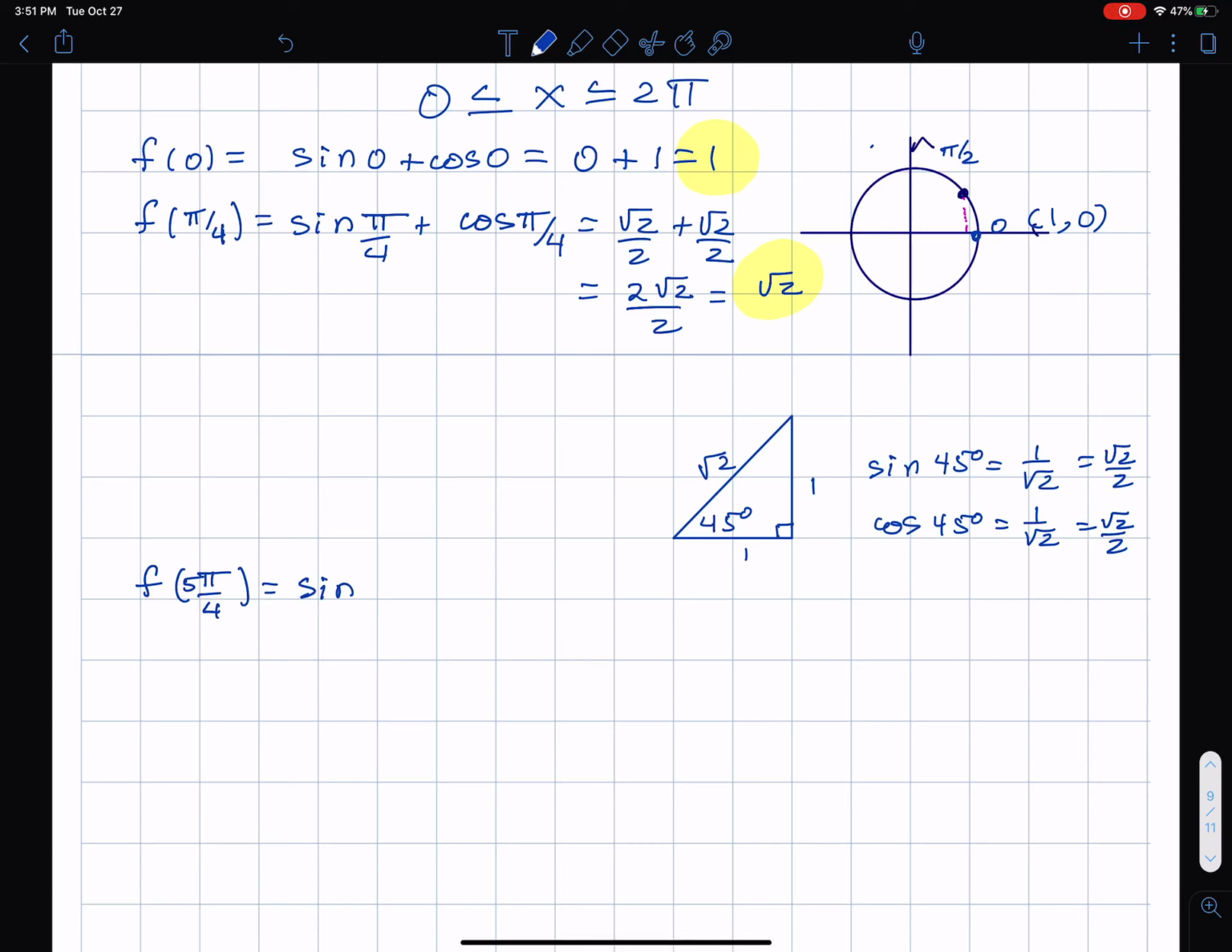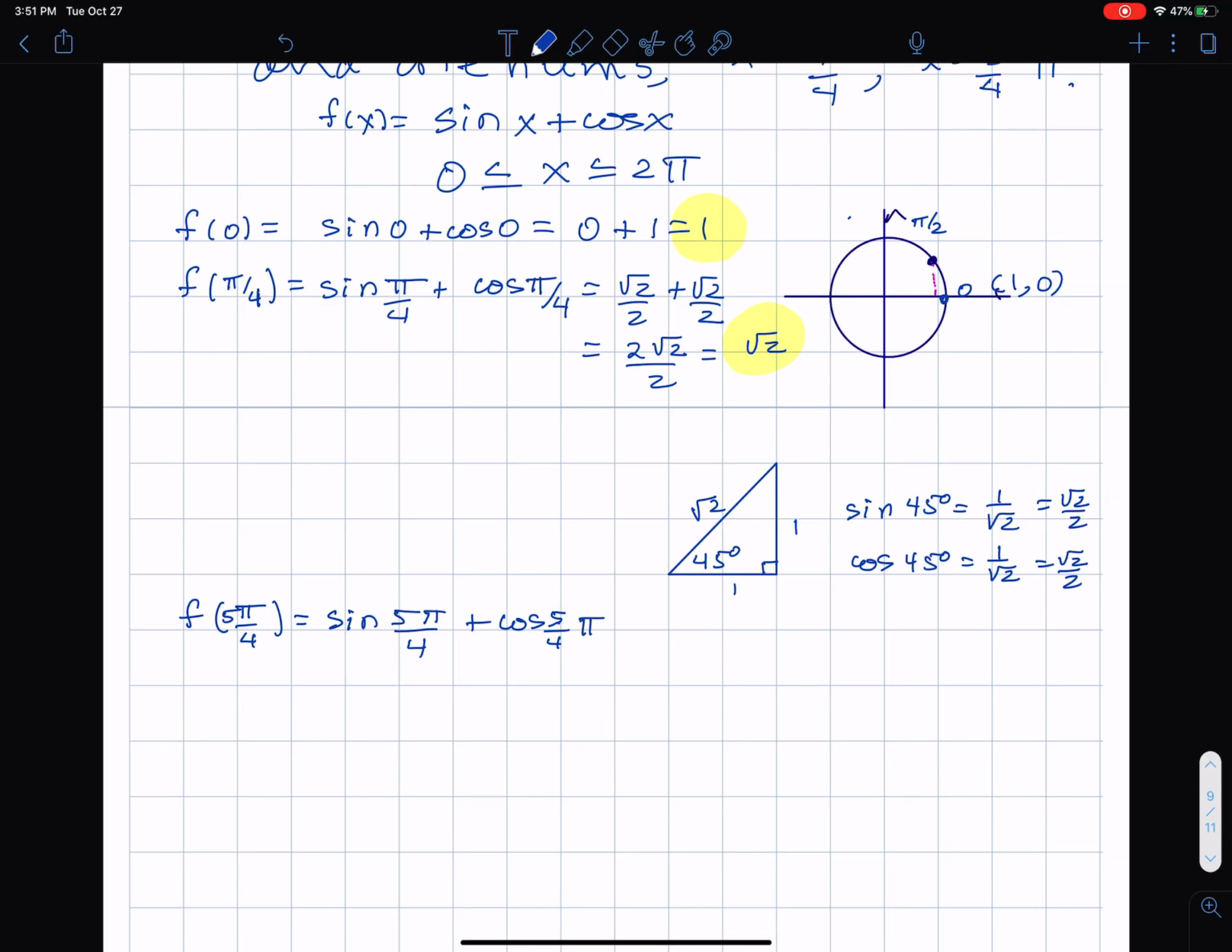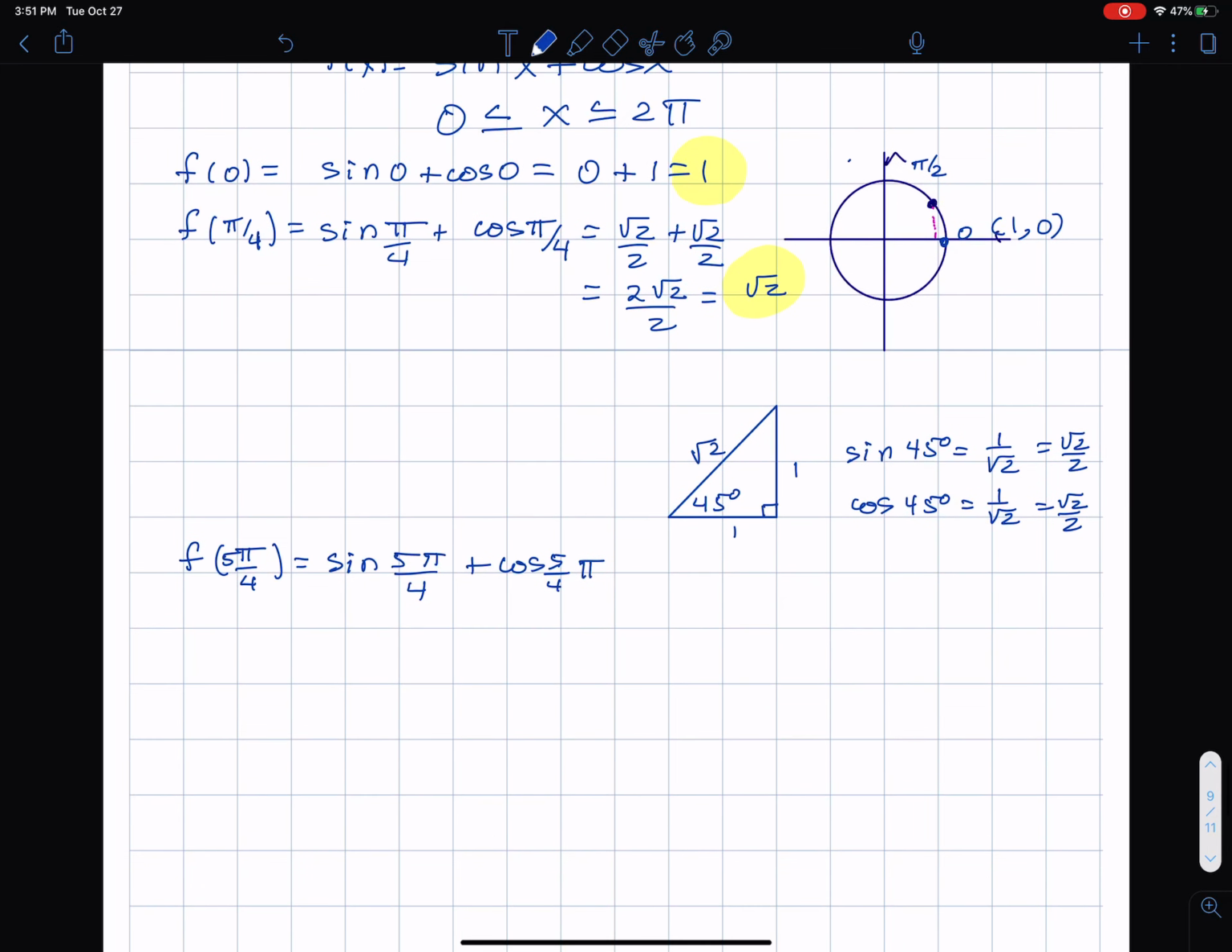f of 5 fourths pi, that's another critical number, is sine of 5 fourths pi plus cosine 5 fourths pi. These will have the same values as sine of pi over 4 and cosine pi over 4, because on the unit circle they have the same reference angle, which is pi over 4. But as we pointed out last time, 5 fourths pi is in quadrant 3, and so for 5 fourths pi we'll still have the rad 2 over 2 and the rad 2 over 2.